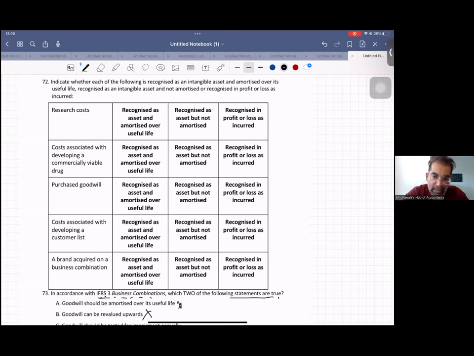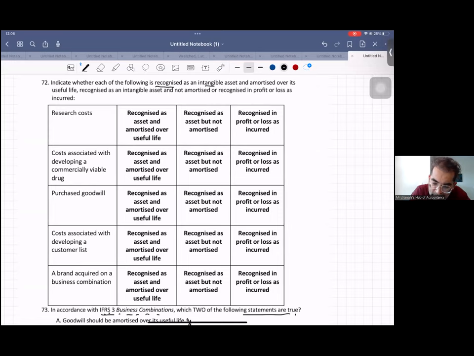Now listen, indicate whether each of the following is recognized as an intangible asset amortized over its useful life. Research costs, simple. Research cost goes directly in P&L, this is the third point. Now, cost associated with developing a commercially viable drug. Yes, development costs with the criteria. You listen, you capitalize it and then you amortize it over the useful life. Once you launch it, you amortize it.